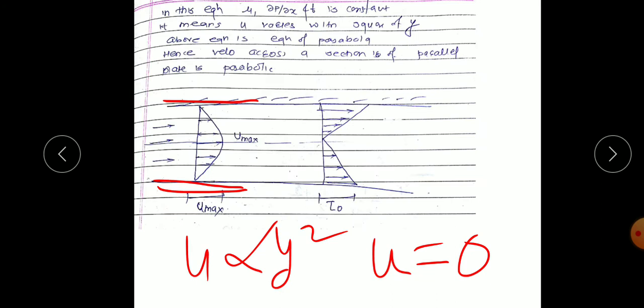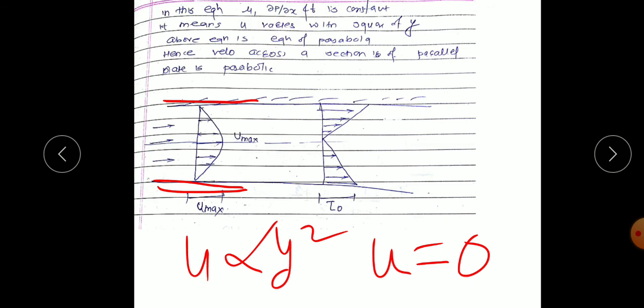Now next we have to obtain the shear stress distribution. So this shows the velocity distribution. At the center there is a maximum velocity. By putting the value y equals t by 2, we can get the value, and u max we can obtain at the center.